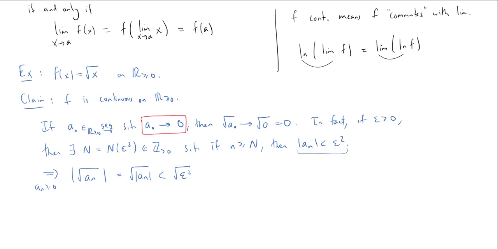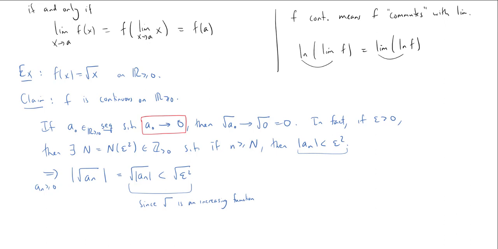Okay, and this is because the square root is an increasing function. So if I put in larger inputs, I get larger outputs.